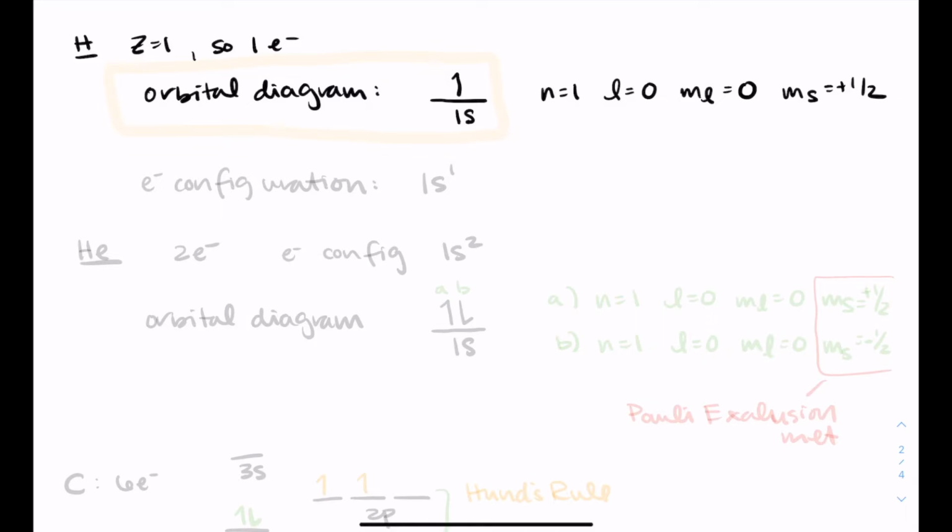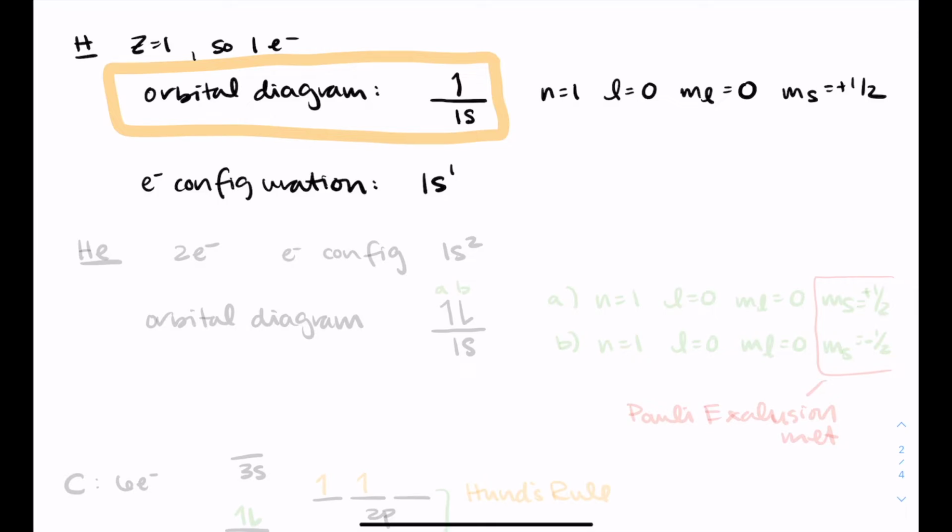The electron configuration, so this is where we just write out from left to right the orbital with the number of electrons. So I'm going to write 1s, which is the orbital that this electron is in. And then I'm going to do a superscript 1 because there's one electron in that 1s orbital.